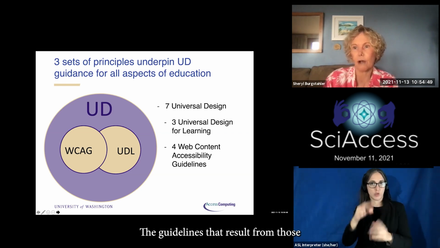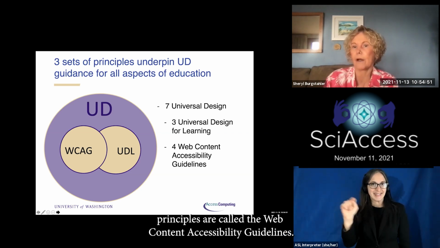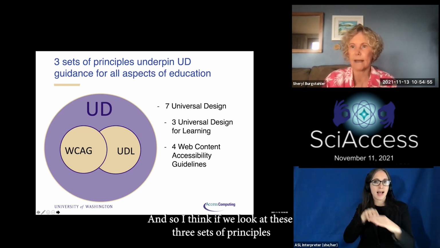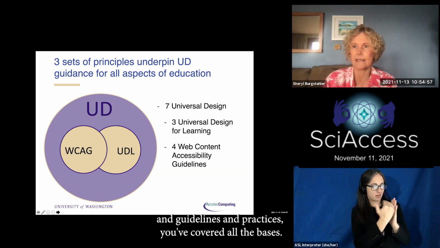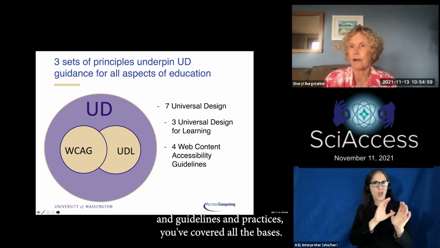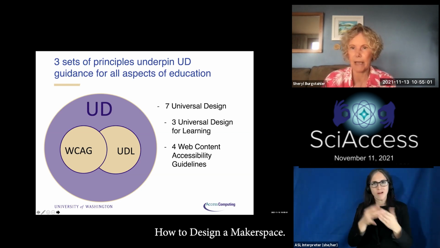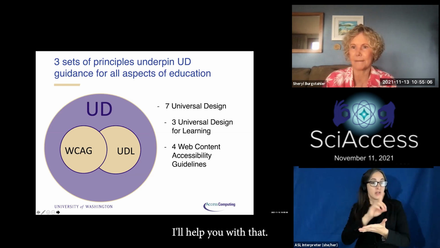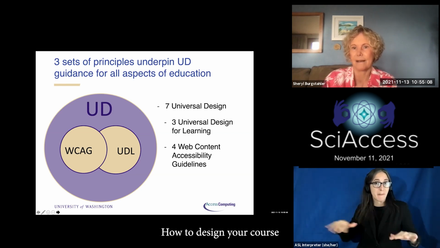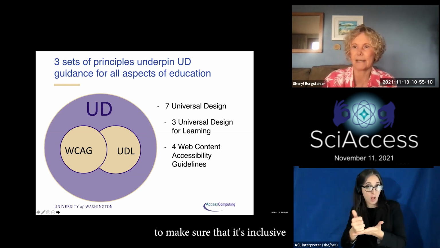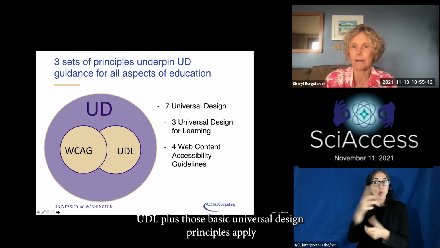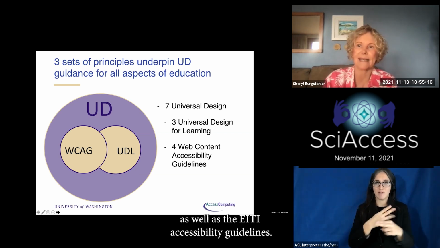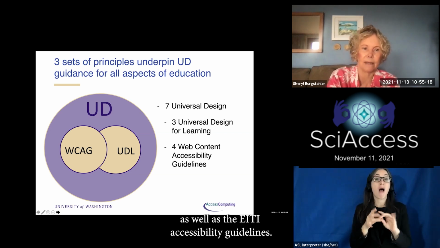The guidelines that result from those principles are called the Web Content Accessibility Guidelines. And so I think if we look at these 3 sets of principles and guidelines and practices, you've covered all the bases. How to design a makerspace. The 7 principles of universal design will help you with that. How to design your course to make sure that it's inclusive. UDL, plus those basic universal design principles apply, as well as the IT accessibility guidelines.